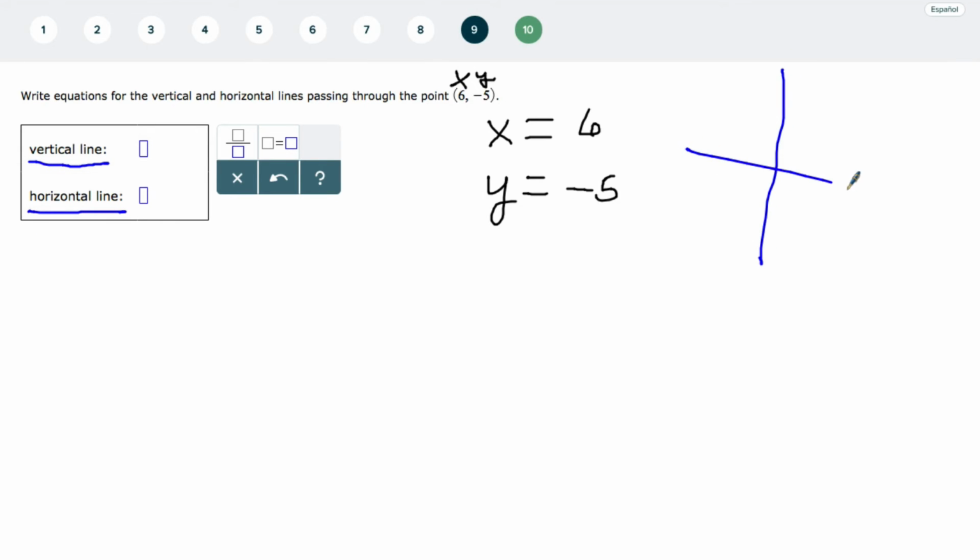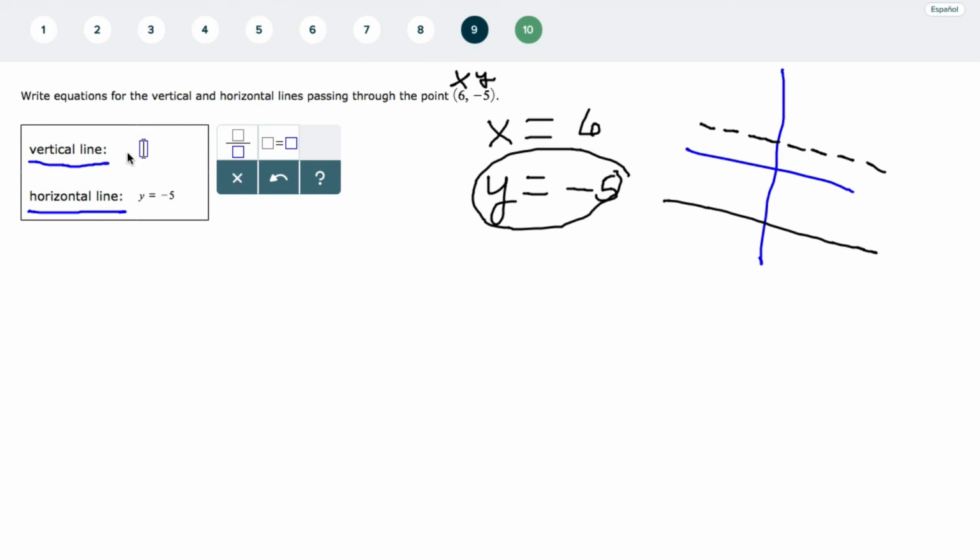So if we sketch our graph, if we remember, if it's parallel, like this one's parallel to x, it means it will never cross x. Well, if it never crosses x, then x cannot be in the equation, only y. So our y would be a horizontal line. So we can plug that in for y. Y is horizontal.